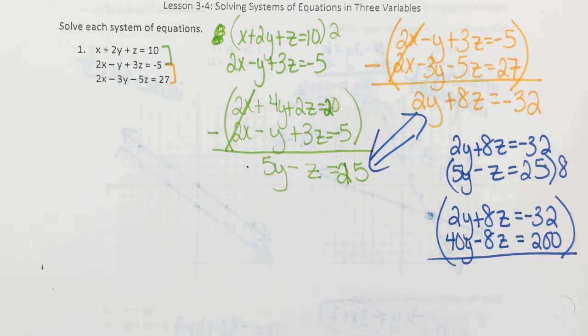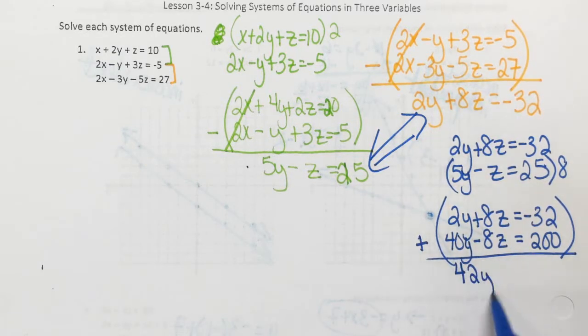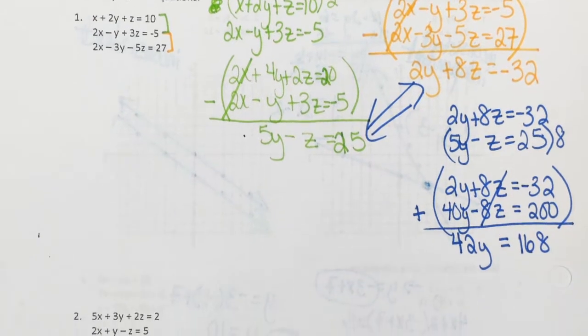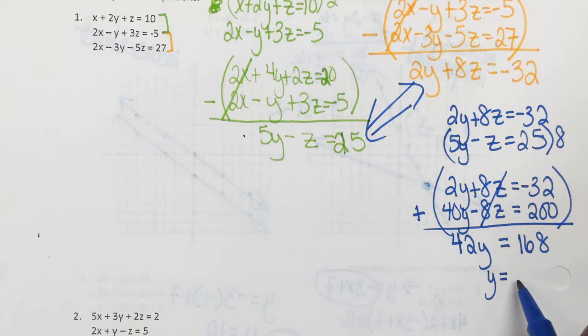And how do I eliminate the 8's? Addition. There you go. So that's 42y. 8's cancel. And 168. Divide. And now you know what y is. How much? Which one? 4. Very good.